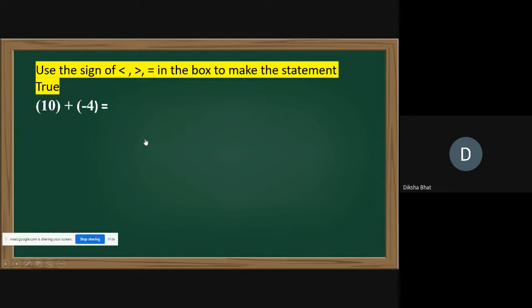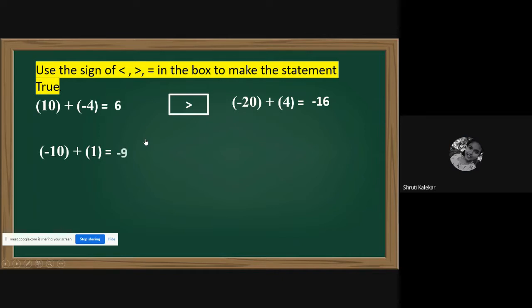What is the sum? 6. Yes. Negative 20 plus 4. Negative 16. Correct. Now, which is greater, 6 or negative 16? 6. Yes. Negative 10 plus 1. -9. Very good. Negative 7 plus negative 2. -9. Yes. What is the relation between these two numbers? Both are equal. Yes, correct.